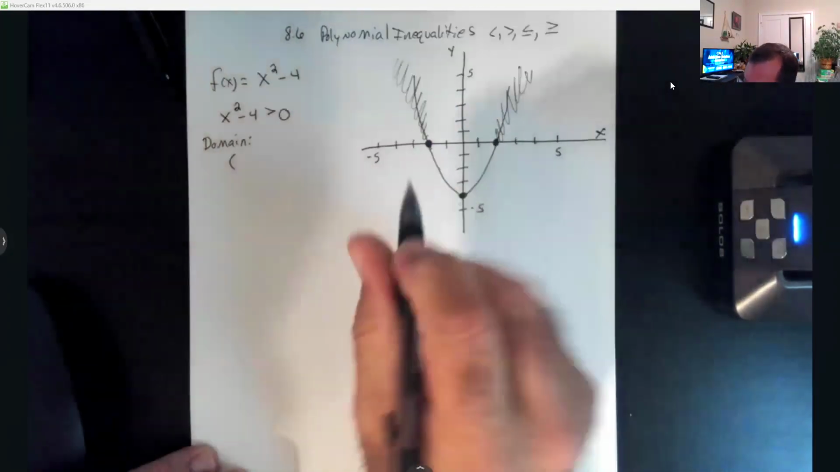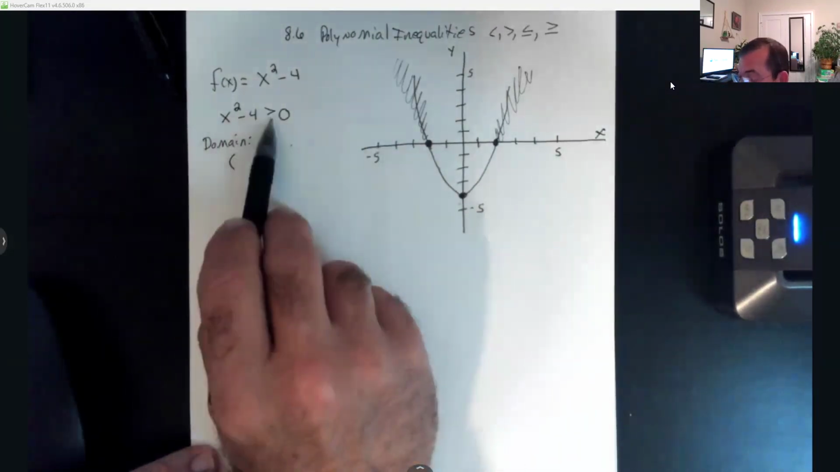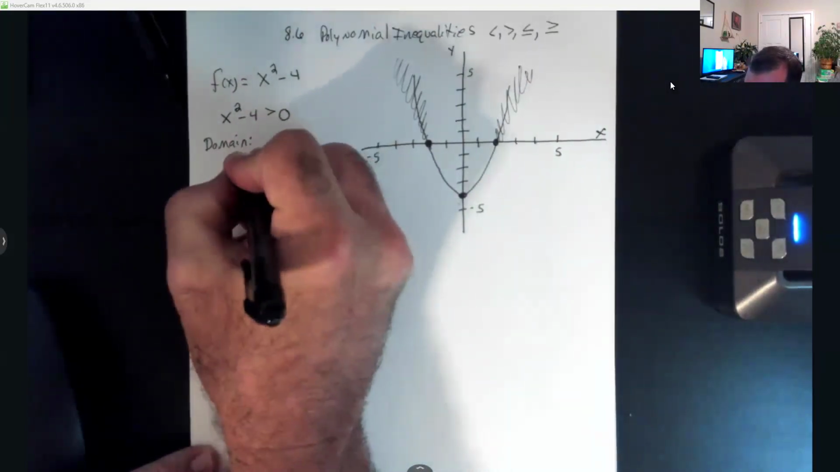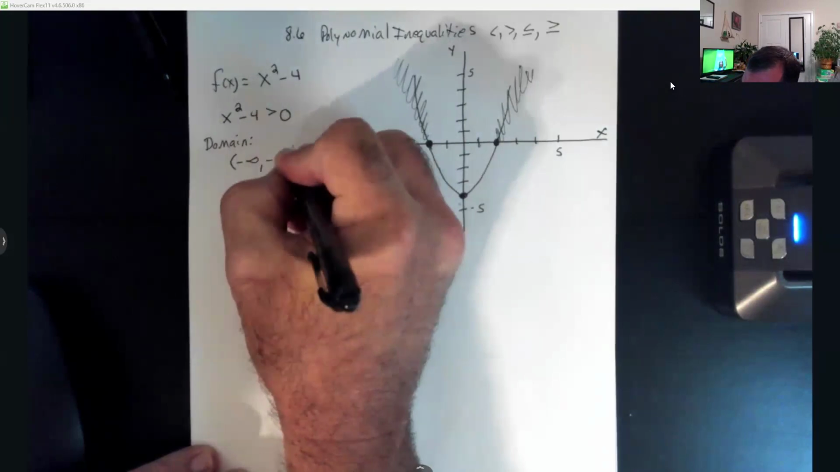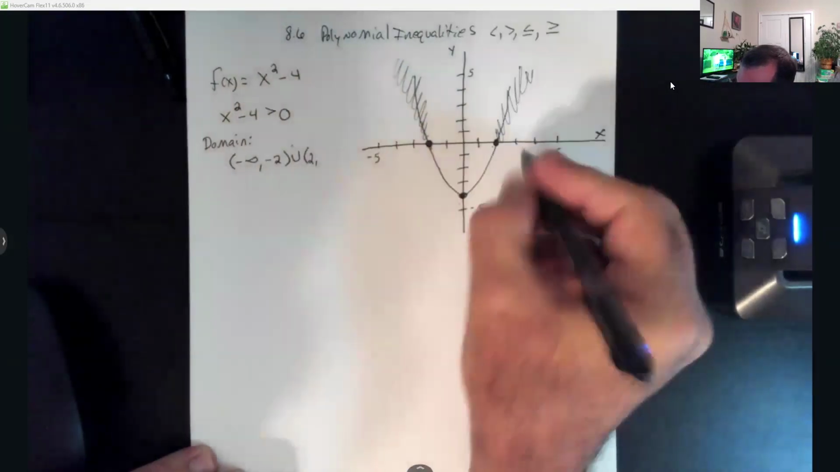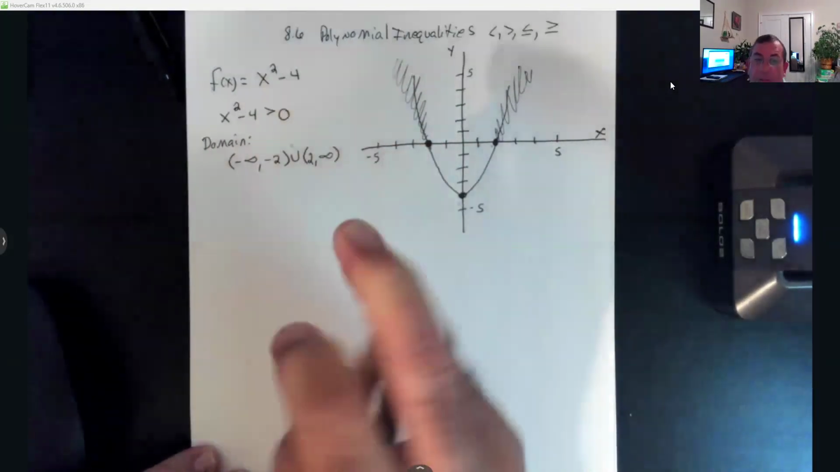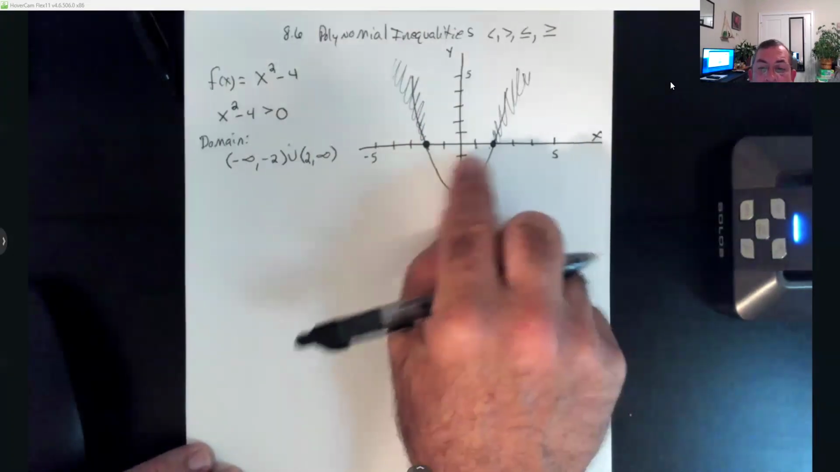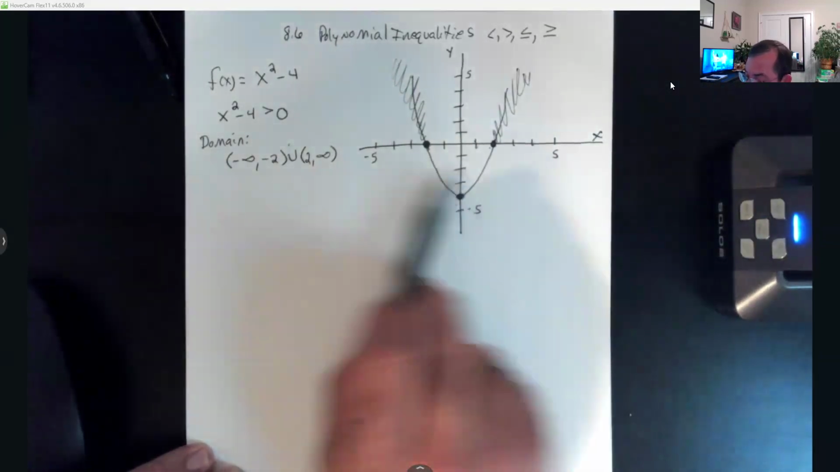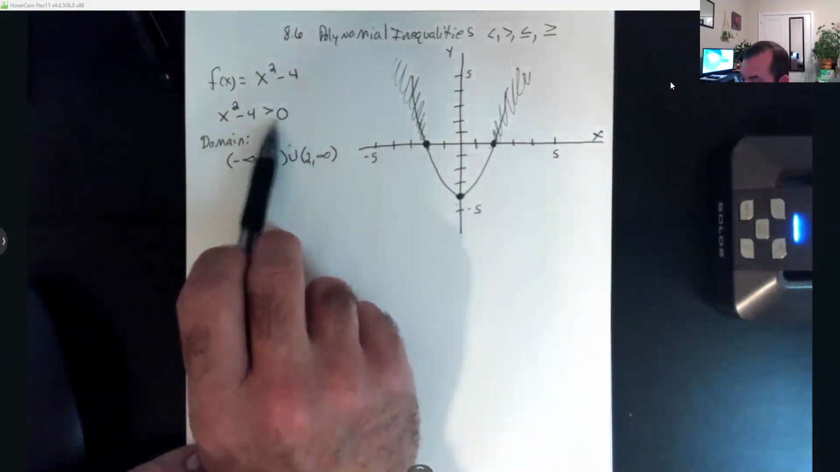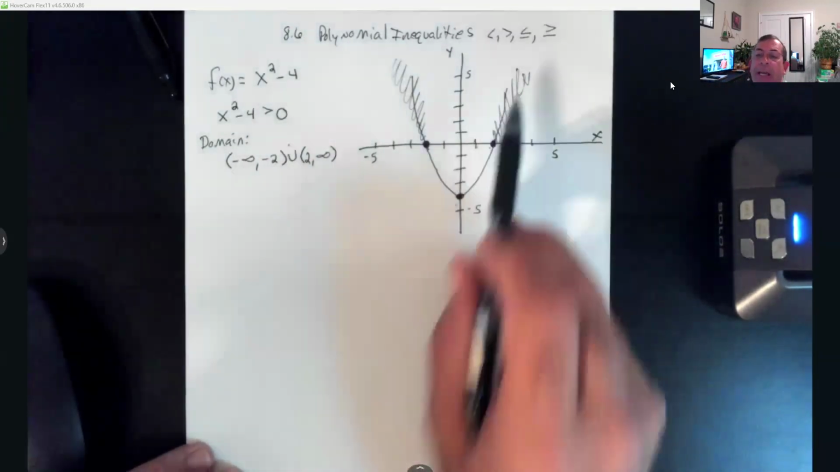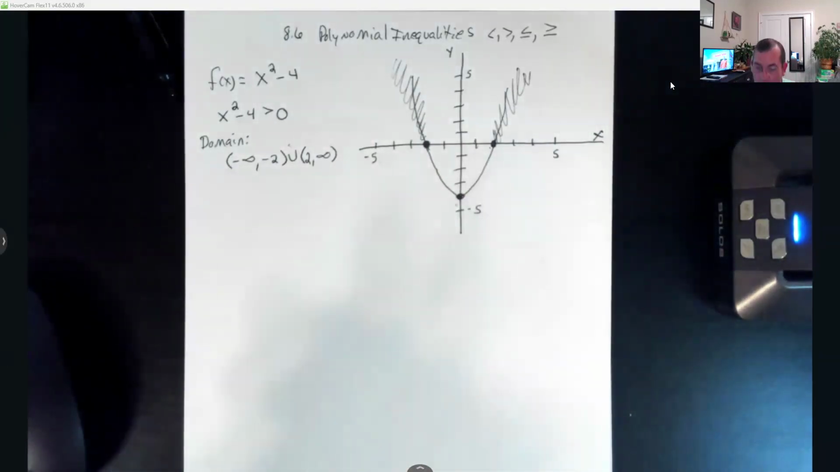So for this, my domain for making this true would be from -infinity till I got to that -2. And then that would union with this section, which starts at +2 and goes towards +infinity. So notice, I don't include the section of the graph that is below the x-axis, because this would make this a false statement if you plugged in for these x's, okay? So your solution is going to be the sections that make the graph true.